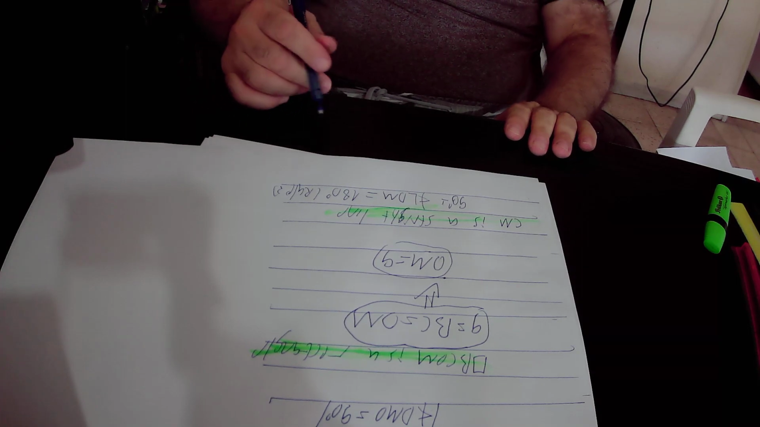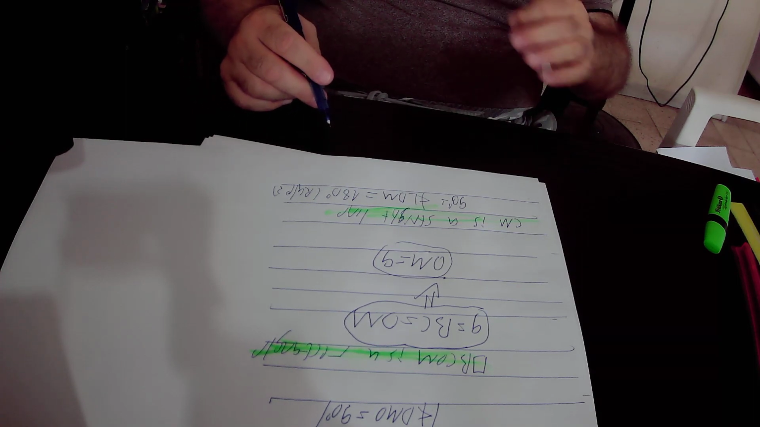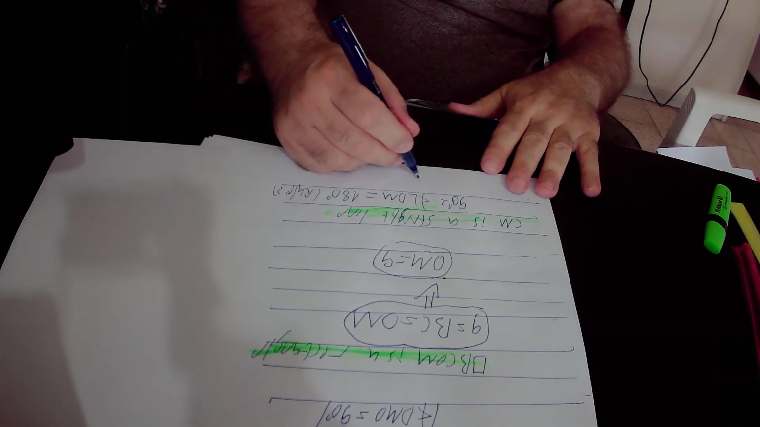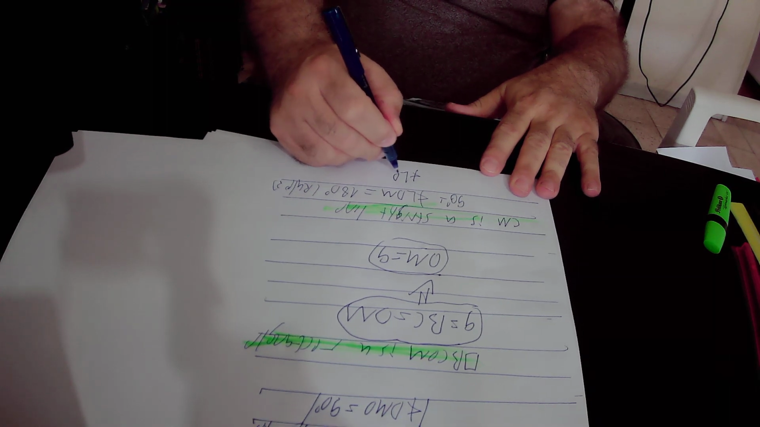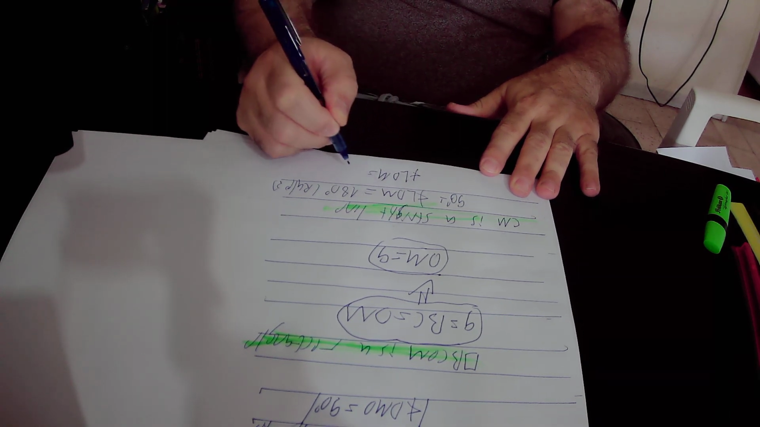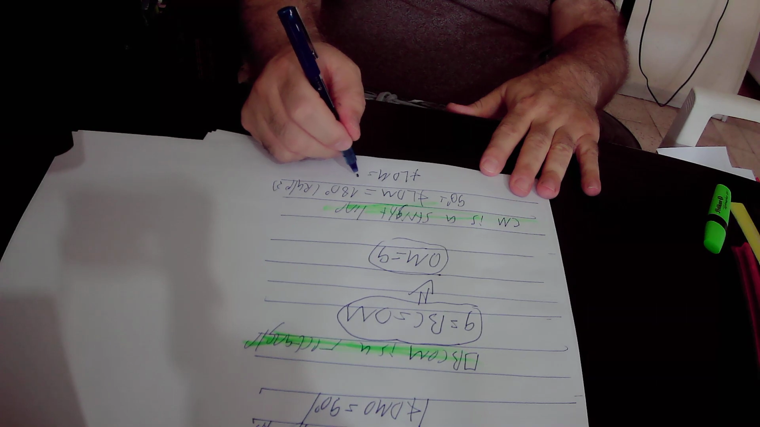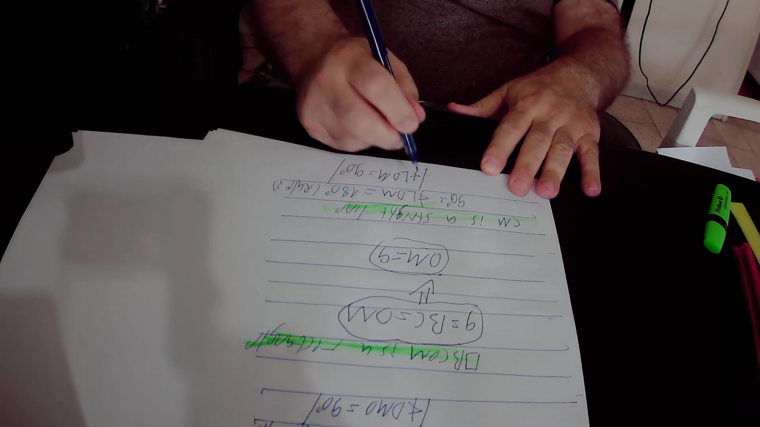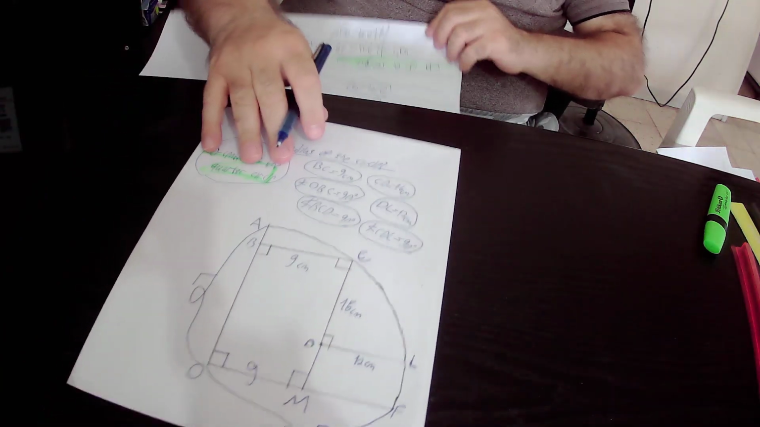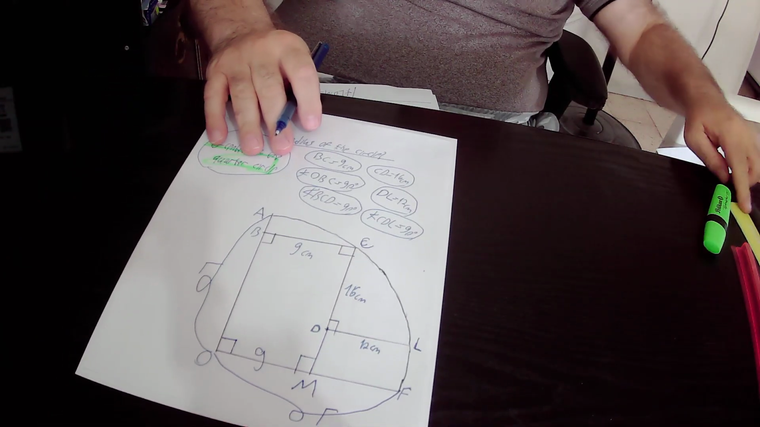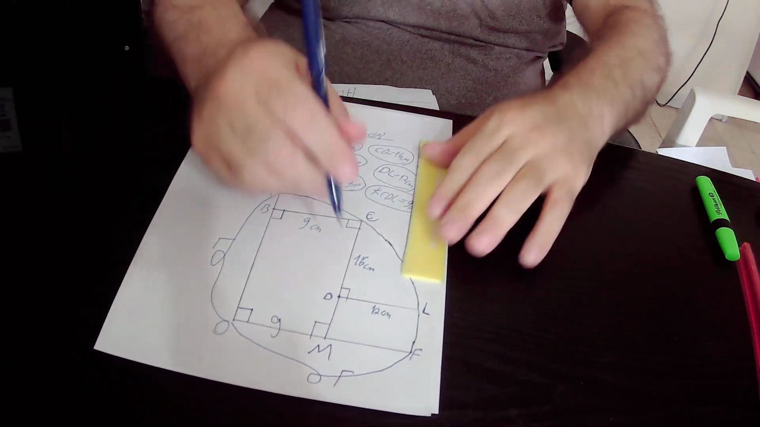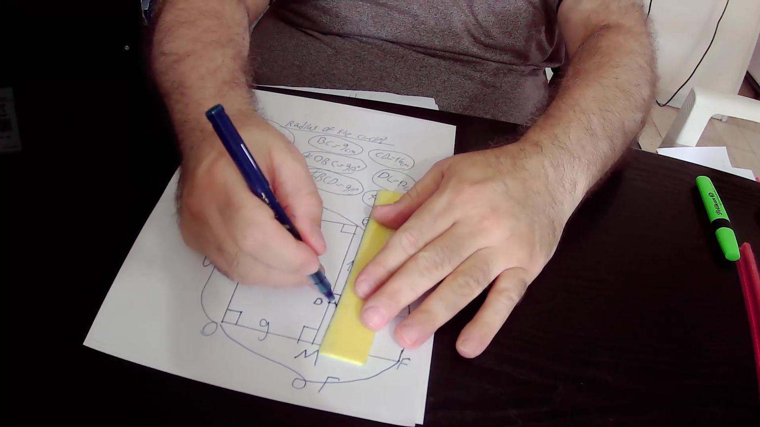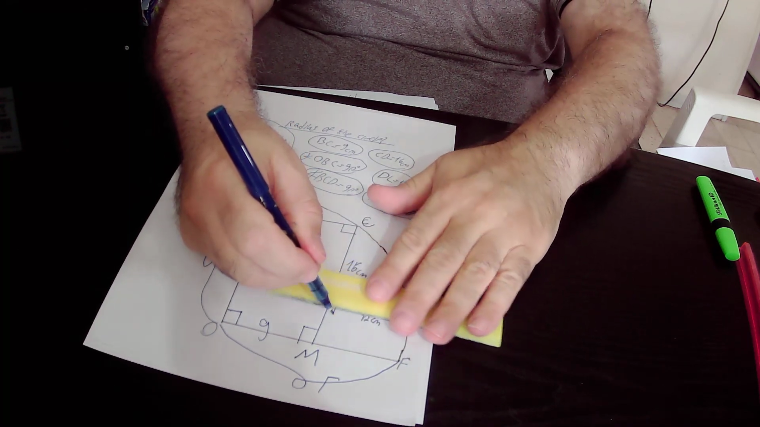Here we'll subtract from this equation 90 degrees and we get that the missing angle LDM is equal to 180 degrees minus 90 degrees. It is equal to 90 degrees. So we found out that the missing angle LDM is equal to 90 degrees. It is a right angle.